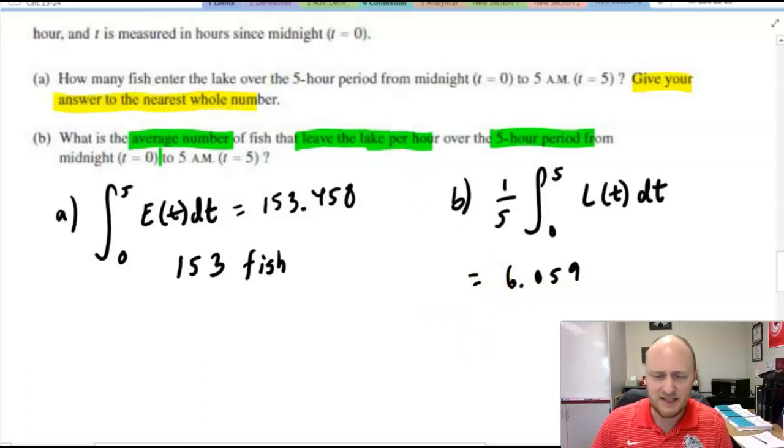You guys, that's it. That's average value in context. You just take an integral and you divide by the difference in the bounds.